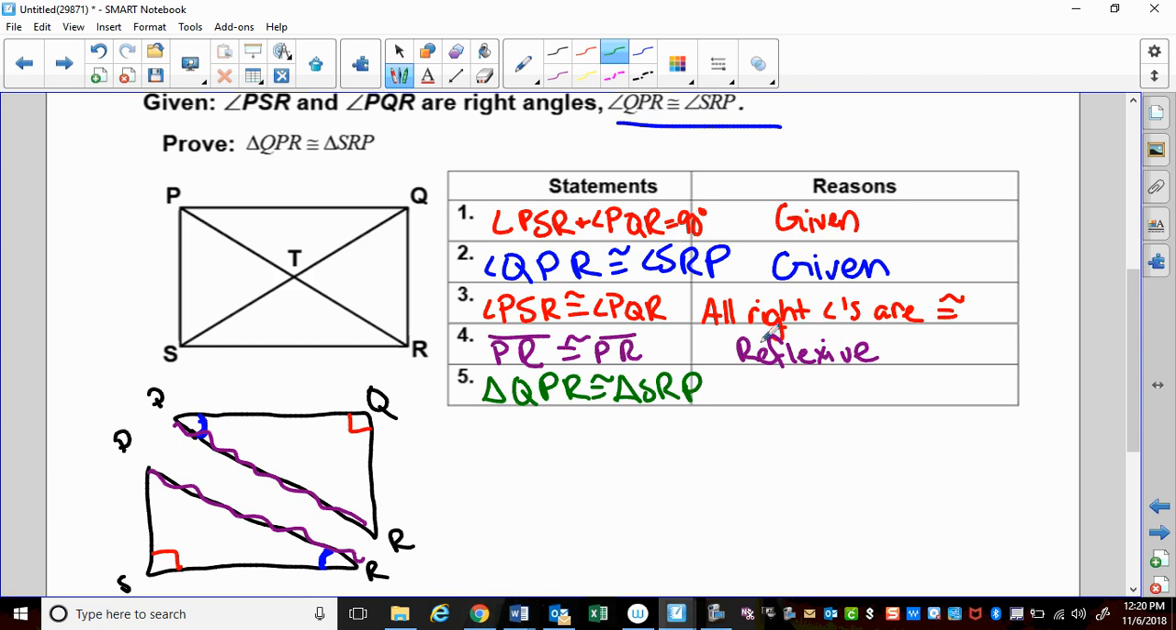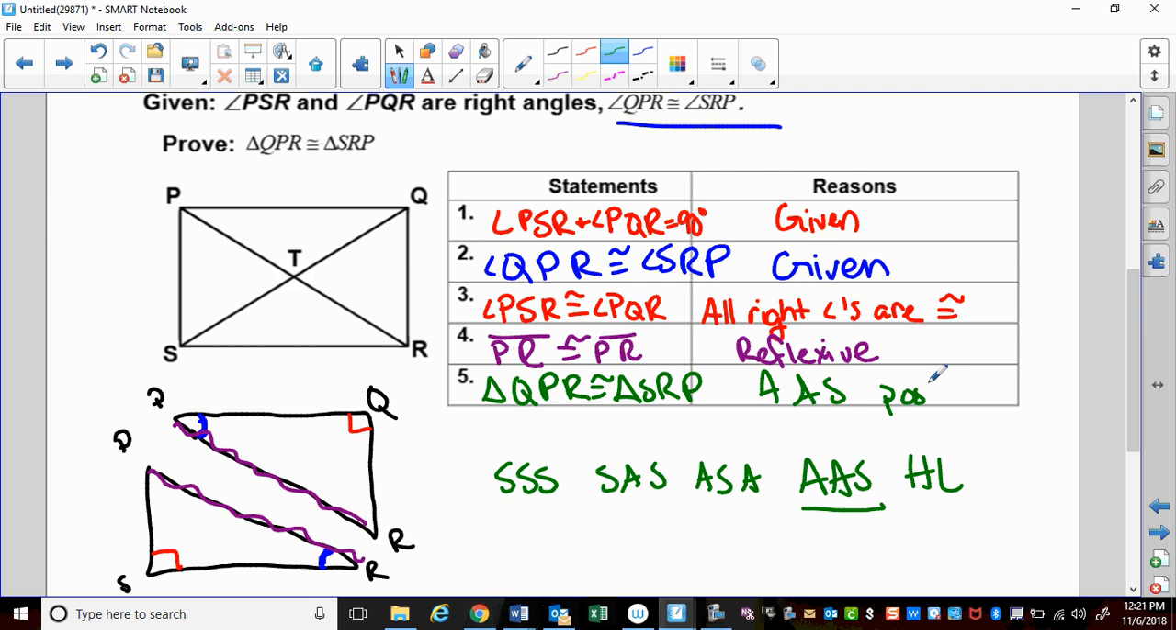Now I need to find out why. Is it side, side, side, side, angle, side, angle, side, angle, angle, angle, side, or HL? There are 5 of them. Let's look at our diagram. It looks like we went to an angle, the very next angle, the very next side. Angle, angle, side postulate. We could have gone this way, but it would have been side, angle, angle. You've got to know that side, angle, angle is just angle, angle, side, but backwards. And we will only write it as angle, angle, side.